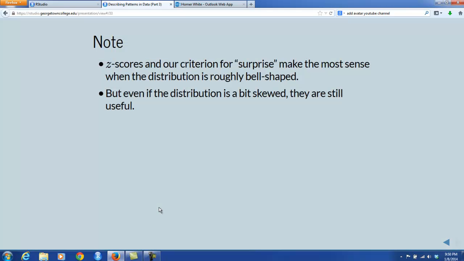One caution, though, is that when you compute z-scores and try to use them to describe how unusual a value is, that criterion for surprise really makes the most sense when the distribution is roughly bell-shaped. If the distribution is a little skewed, it's still okay to use z-scores to measure unusualness, but I would be careful. I wouldn't just use them on any distribution at all. I would look at a histogram or a density plot of the distribution and see how much skewness there is or how many outliers there might be.